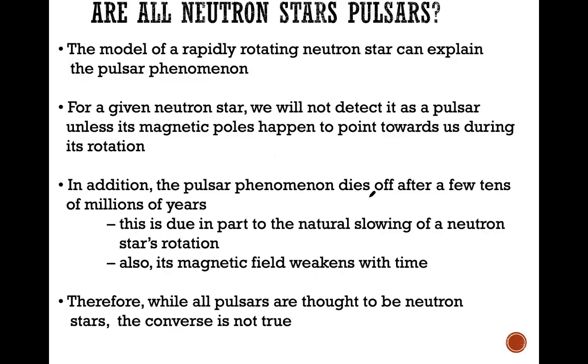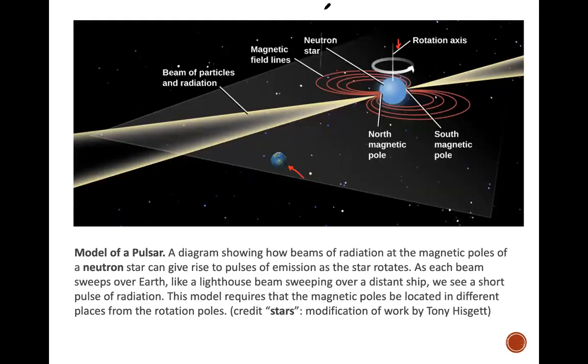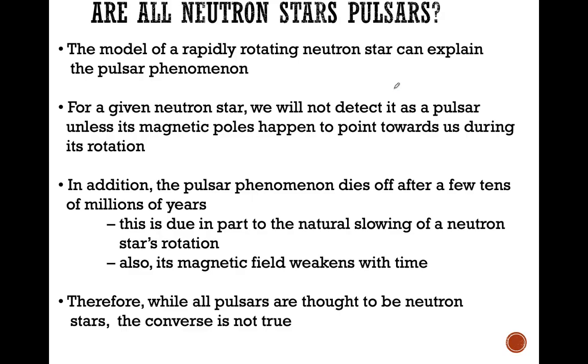Now, the next question, which I have just mentioned, is whether all neutron stars are pulsars, right? According to the models that we have, the model of the rapidly rotating neutron star can explain this pulsar phenomenon, right? So remember that we had this model right here. This is a neutron star with a magnetic field. When it is rapidly rotating, you will detect pulsars, right? So that particular model tells you a rapidly rotating neutron star can be taken as a pulsar, right?